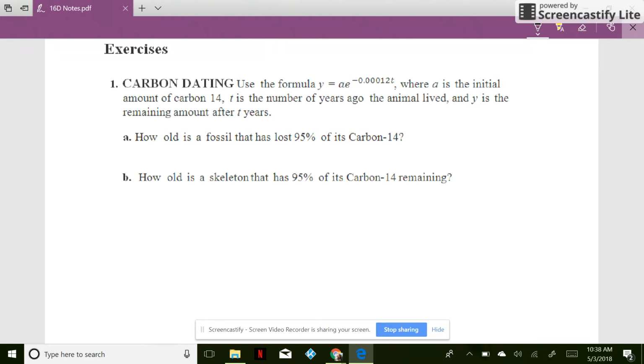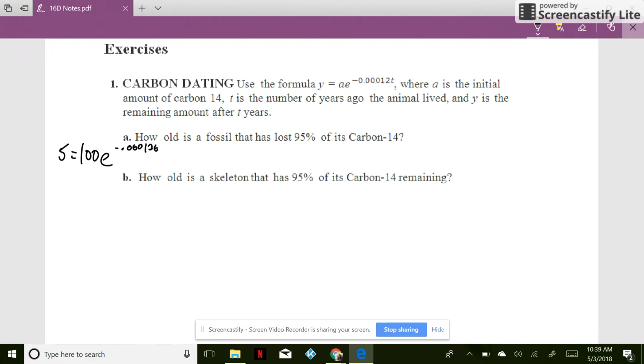So here we've got this formula. A is the initial amount of carbon-14, t is the number of years, and y is the remaining amount. So if we think, how old is a fossil? That it lost 95%. So if it's lost 95%, that means that only 5% is left. So when I set up my equation, I say, if I started at 100 grams or whatever, there's 5 left when I started at 100. So e to the negative 0.00012t.